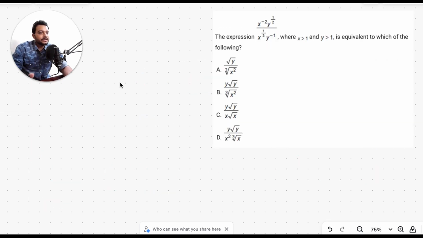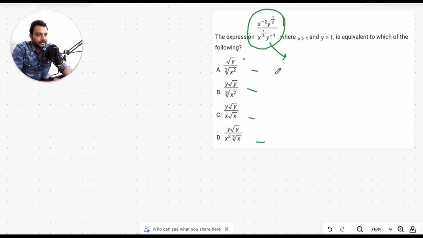Okay, so in the next question we have this expression with exponents, powers, some fractional powers, negative powers, where x greater than 1 and y greater than 1 is equivalent to which of the following. So we need to simplify this expression and reach one of these four expressions.